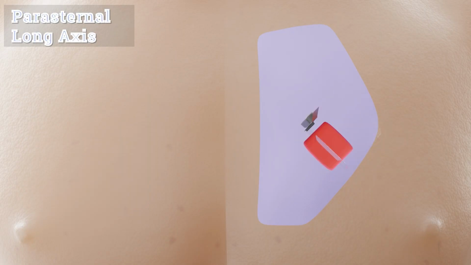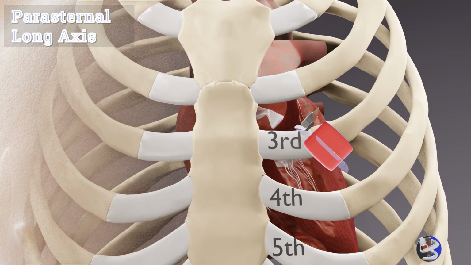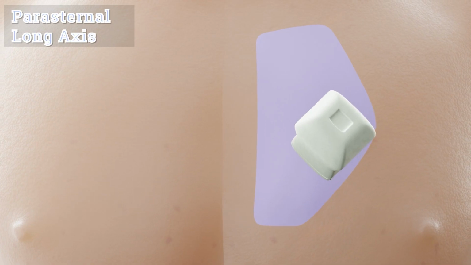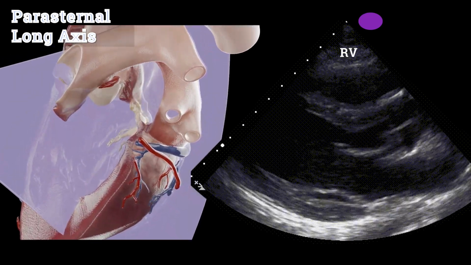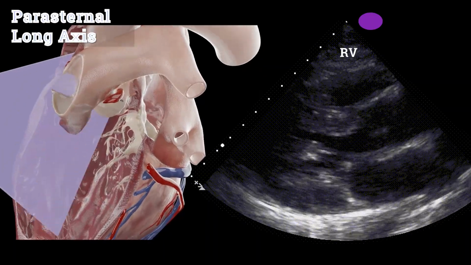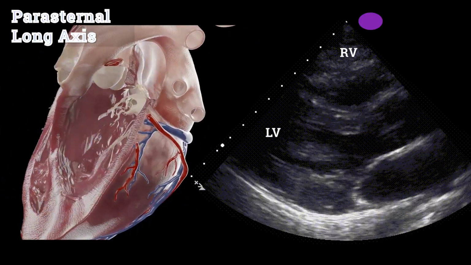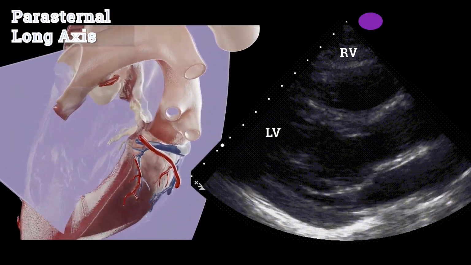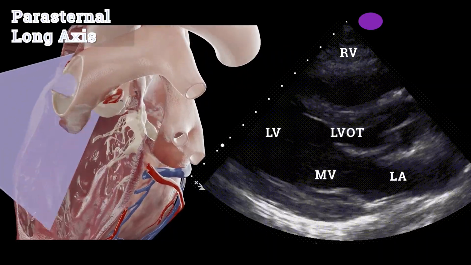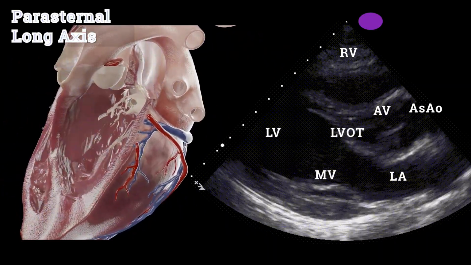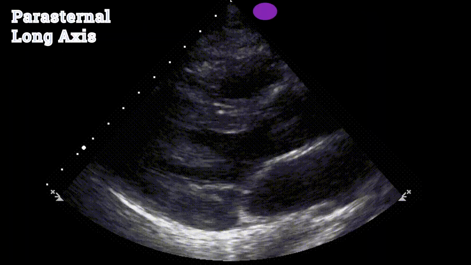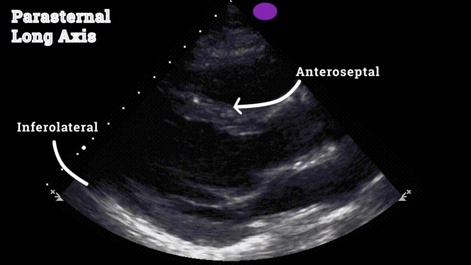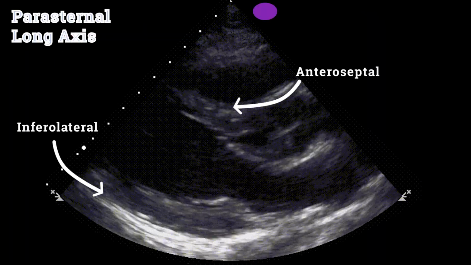Parasternal long axis view. After identifying the parasternal short axis view, we now rotate the probe indicator towards the right shoulder. We continue to observe the RV on the near field and the LV on the far field. We notice the left atrium, mitral valve, LVOT, aortic valve, ascending aorta, and right ventricular outflow tract. In this view, we visualize the anteroseptal and inferolateral walls of the left ventricle.